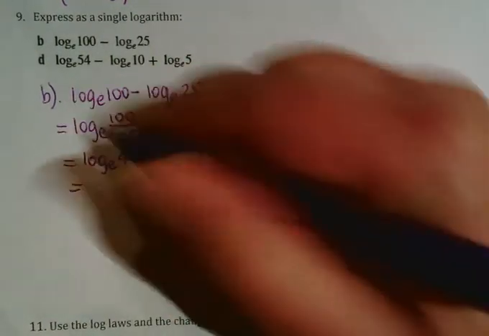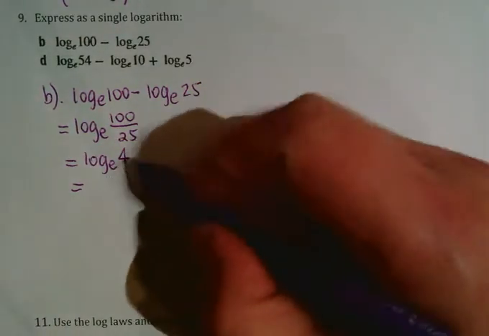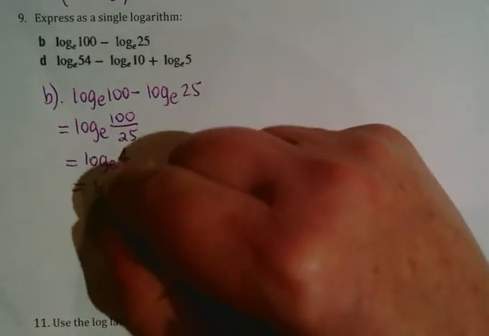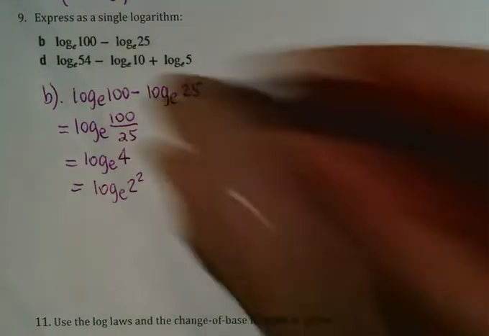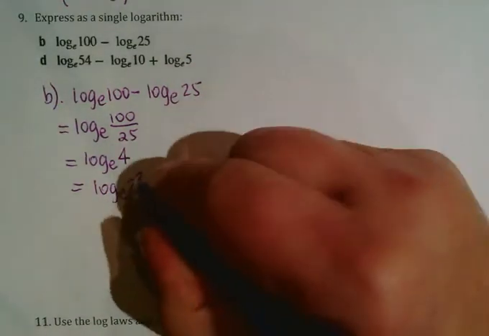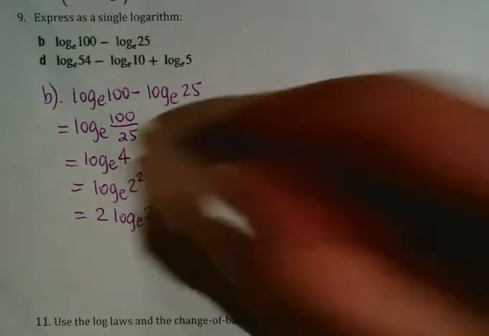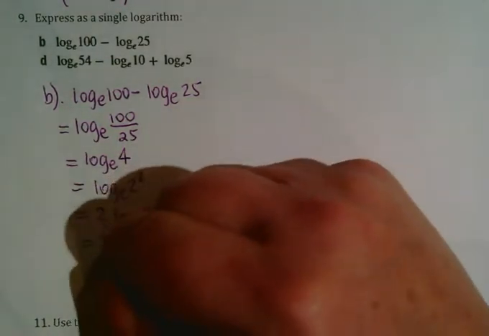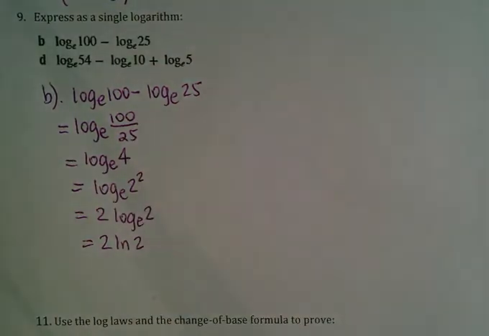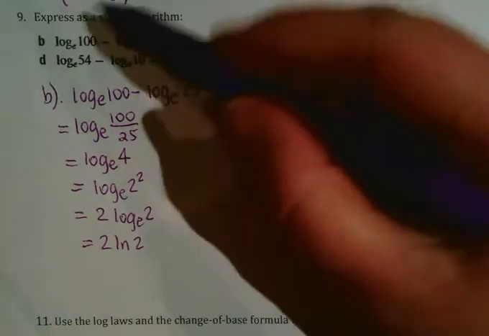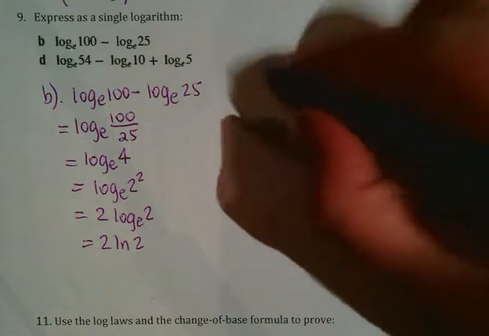4. Now that is not fully simplified because 4 is 2 squared. You must write it as 2 to the power of 2, and then I can bring the 2 to the front, so that is 2 log to the base e of 2, or I could just write that as 2 ln 2. So that is now expressed as a single logarithm.